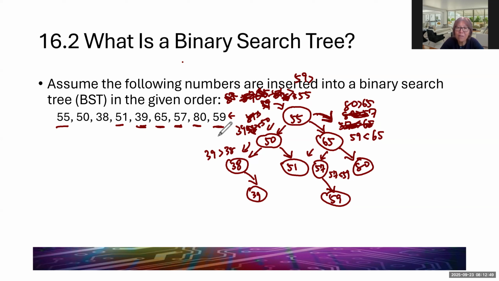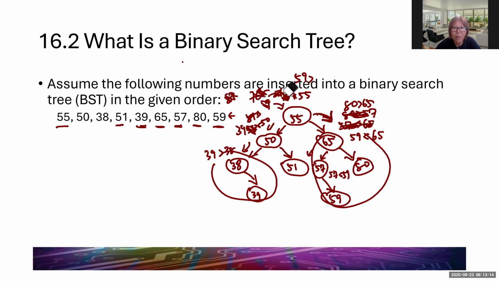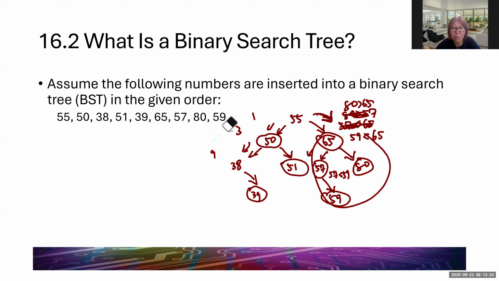Okay, so that's how we build a binary search tree. We strictly follow the rule that the left must be less than and the right must be greater than. It's always following this rule. So in this example, we discussed conceptually how we build a tree.